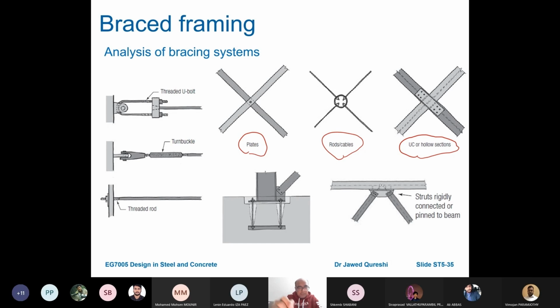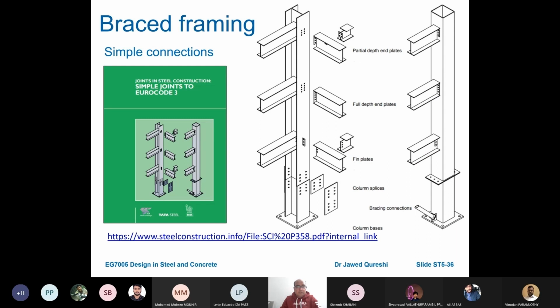And then how do we connect them? You can see simple connections here, but the most common ones are plates, and sometimes we use leg angles as well. Leg angles are common as well. Now for simple joints, this guide is really very important, so have a look. Now here you can see the partial depth end plate.